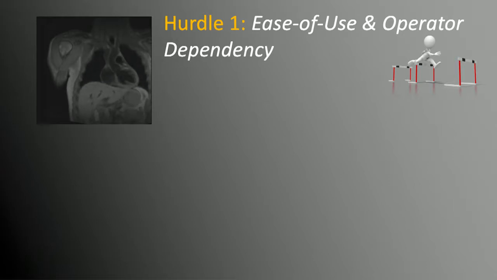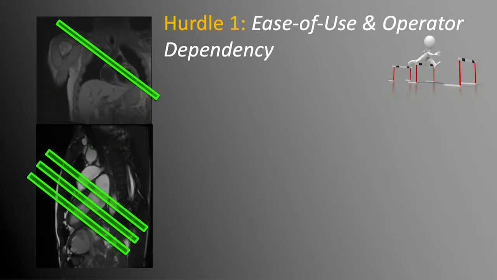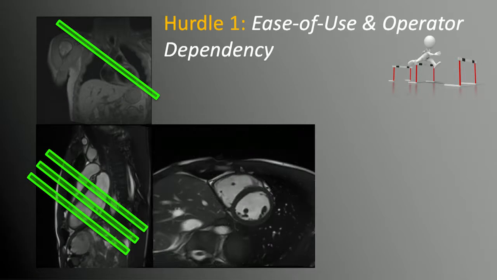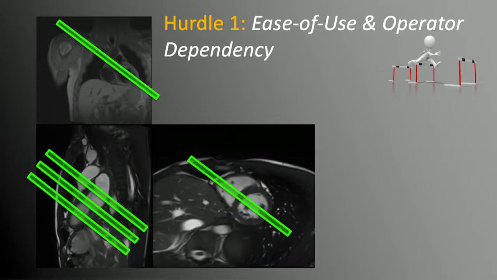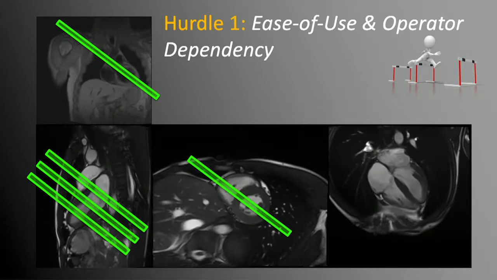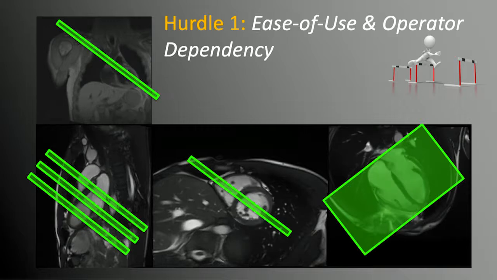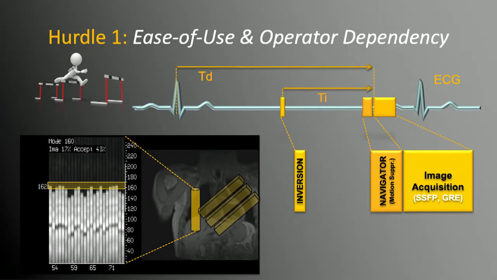So just to exemplify these hurdles, ease of use and operator dependency, this is how we collect images. We have a scout scan, we plan a slice, we get to another visualization of this 2D heart, we plan an orthogonal section, on that we go again orthogonal, etc. So this is relatively a lot of operator involvement, and you can easily imagine that not every operator will necessarily get to the same result.